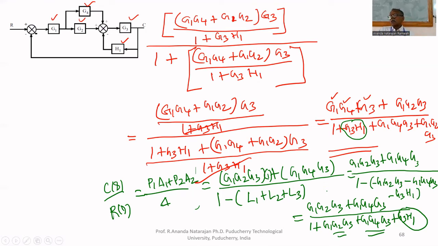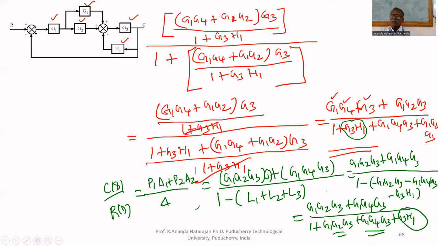So what is Mason's gain formula? Sigma Pk delta K upon delta, or 1 by delta multiplied by sigma Pk delta K. What is Pk? K number of forward paths. It varies from graph to graph. Number of forward paths depends upon the graph. In this case, the number of forward paths is equal to 2. Therefore, K varies from 1 to 2.